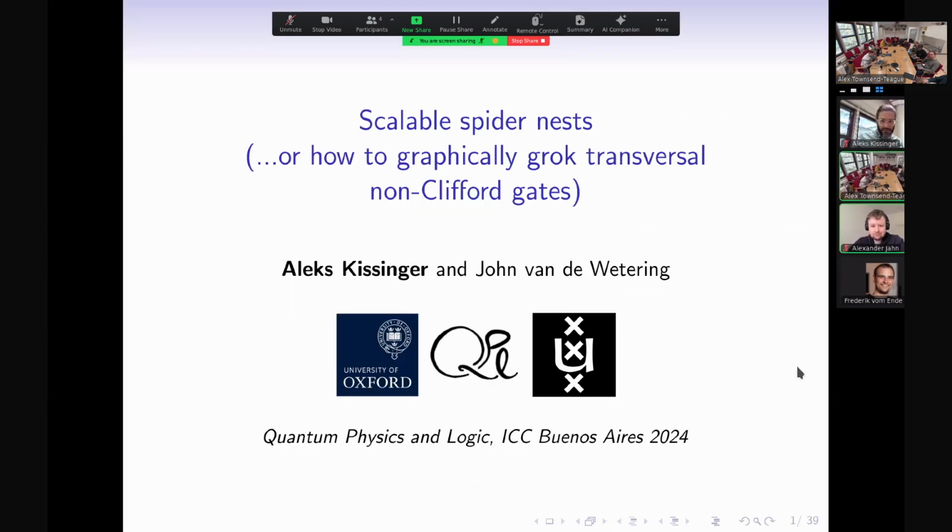Okay, so these are some slides from QPL, which was in Buenos Aires this year. So I'll just go through these, see how we go. This was a half-hour talk at QPL. So I think if I speak at a normal speed, it should be an hour talk. But please interrupt me, and then maybe we can talk about other things. I can explain other things as we go.